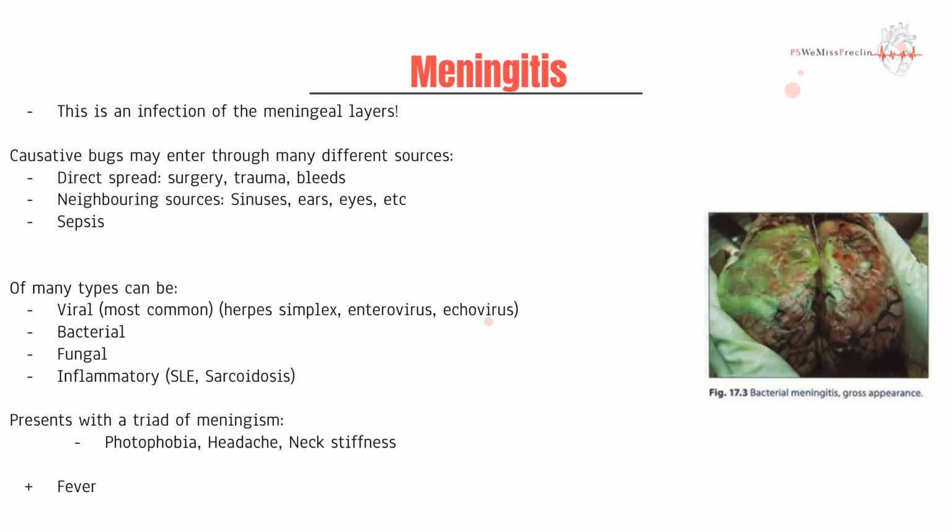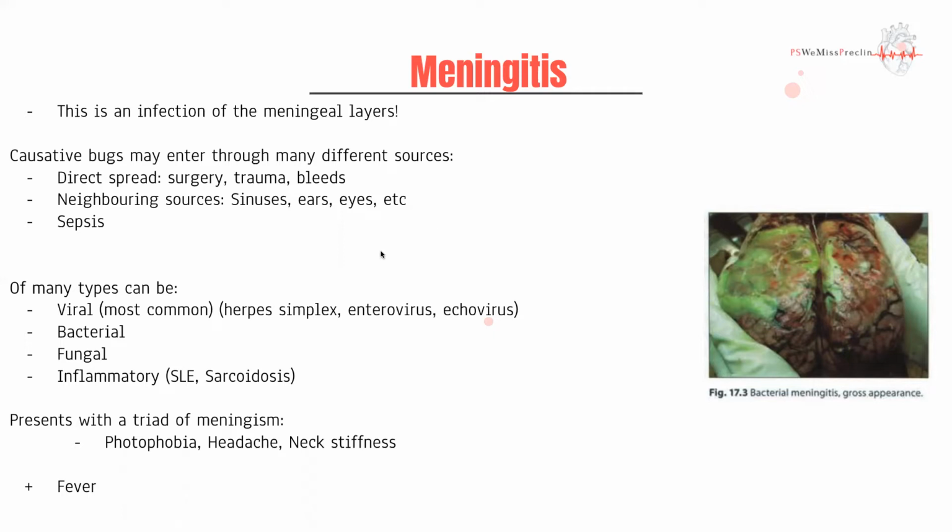You can also have bugs entering from nearby head and neck structures. So these include the sinuses, the ears, eyes, nasopharynx, and so on. You can also have sepsis in the body from an infection that's from anywhere else. So that could be rhinosepsis, it could be from cellulitis, any source, could be from a pneumonia that has led to a sepsis because of that blood supply can infect the meningeal layers.